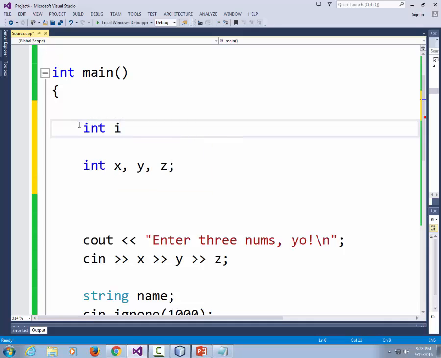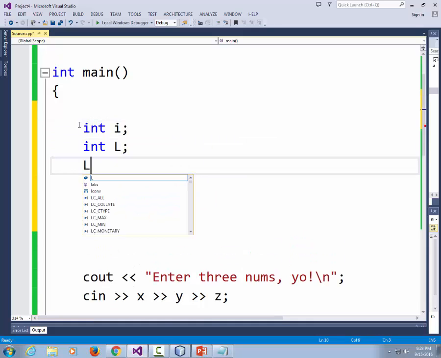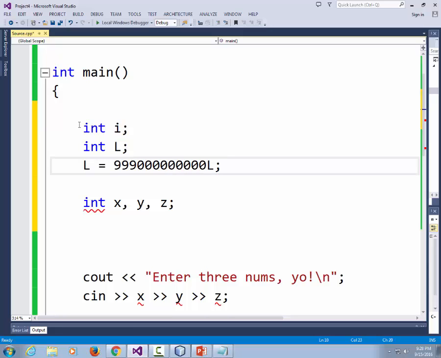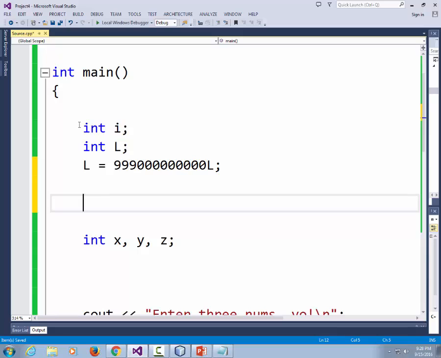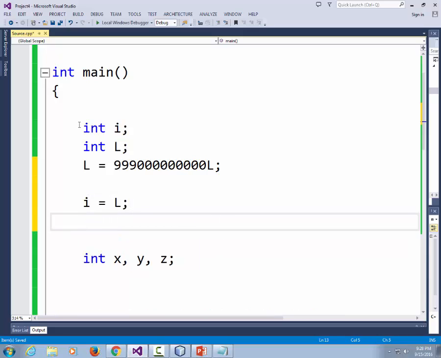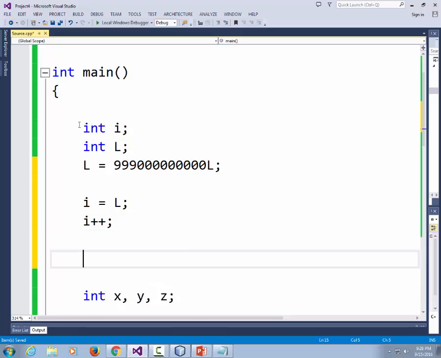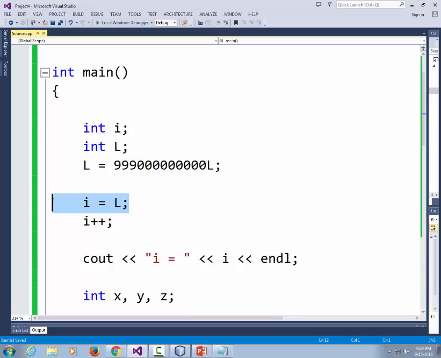So int I, int L. L holds a really big number. 999 trillion. 1, 2, 3, 4, 5, 6, 7, 8, 9. And we're going to tack an L on to boot just to force the issue. Okay, so I do I is equal to L because I think that's really cool and I want to add 1 to it, I++. Then I'm going to print it out. Look at that, it's not giving me a compilation error. Most strongly typed languages, of which C++ is one, would not even let this compile. Well, let's see what it does.